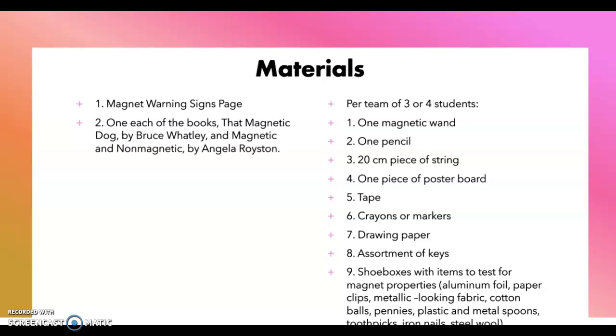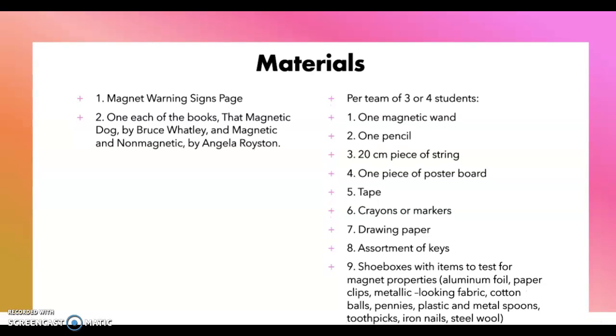The materials needed for this lesson are listed here. On the left, the class would only need one set of magnet warning signs and one of each of the books, That Magnetic Dog by Bruce Whatley and Magnetic and Non-Magnetic by Angela Royston. On the right side, the list of materials needed per team of 3 or 4 students.